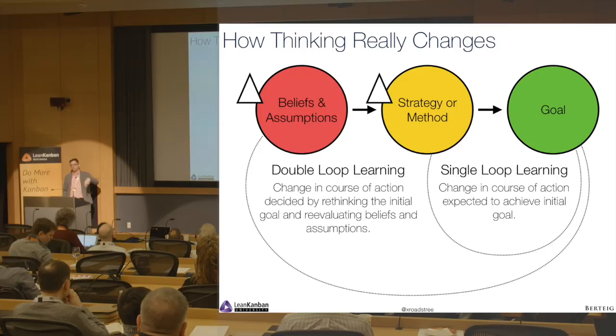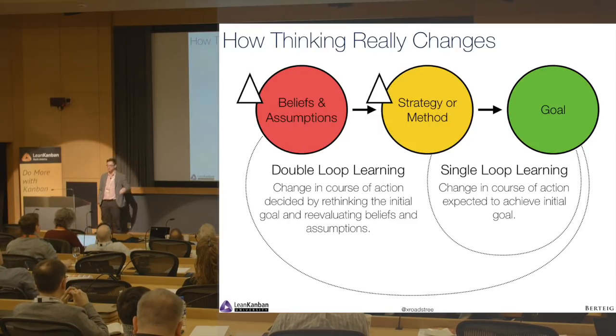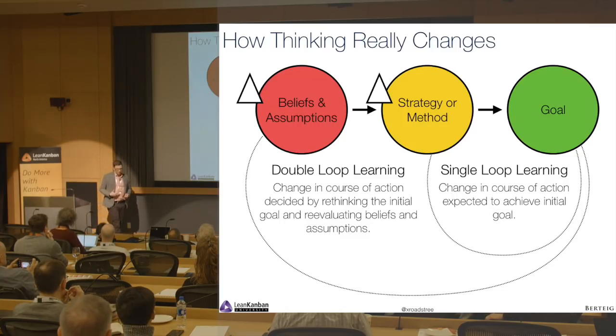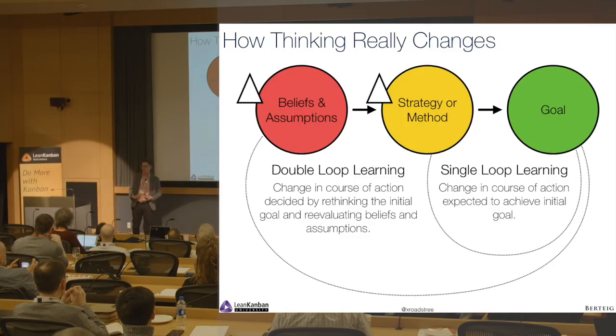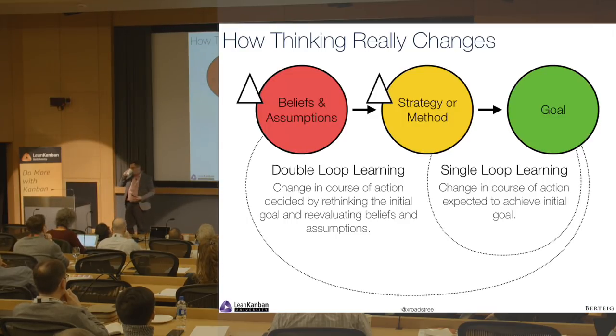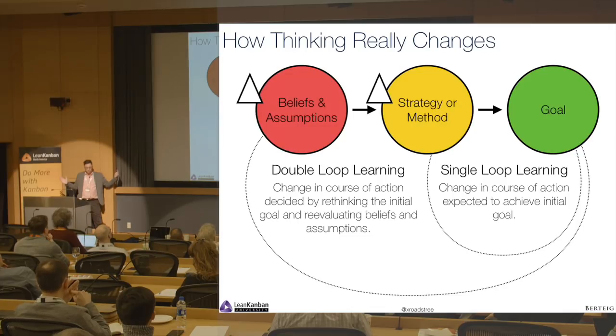Well, let's try Scrum. Well, maybe we should try SAFe this time. Scrum doesn't seem to be enough, right? Change the strategy or the method. But what we don't tend to examine are our underlying beliefs and assumptions, right? Because it's our underlying beliefs and assumptions that generate our goals. Where are these goals coming from? They're coming from our beliefs and assumptions.